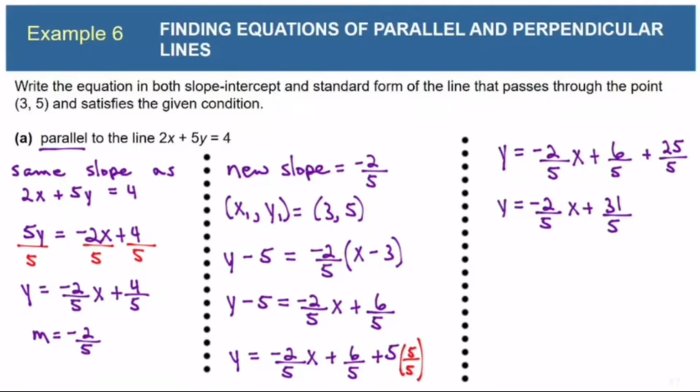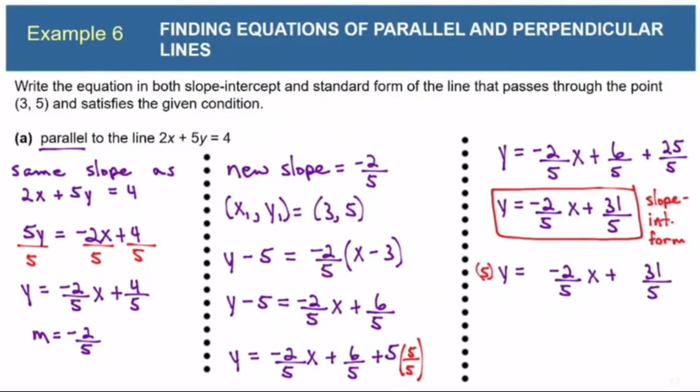Now we want to put this equation in standard form, so we'll need to eliminate these denominators. Let's multiply both sides of that equation by 5. And now we'll have 5y equals, on the right side, these 5's will cancel and we'll have negative 2x, and these 5's will cancel and we'll have plus 31. So 5y equals negative 2x plus 31.